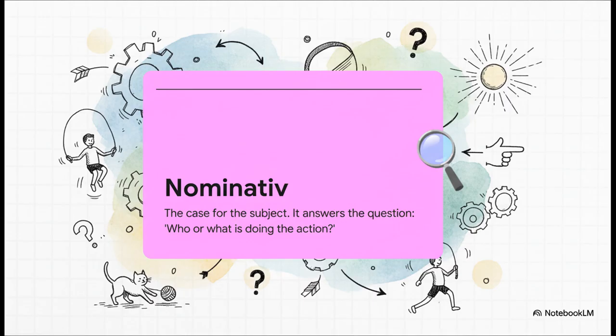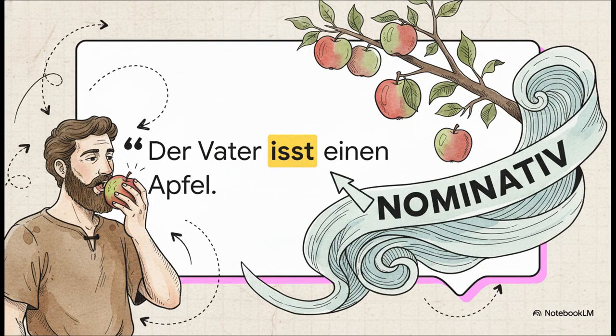So whenever you're trying to find the nominative, the question you've got to ask is, who or what is doing the verb? Let's take a look at a classic example here. Der Vater isst einen Apfel. So who's doing the eating? Well, the father is. He is the one doing the action. That makes der Vater our subject, which puts him right in the nominative case.